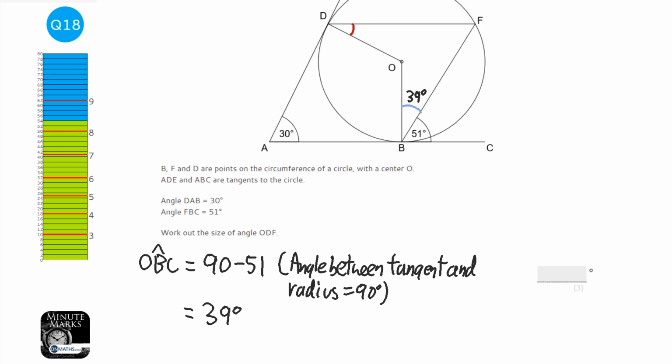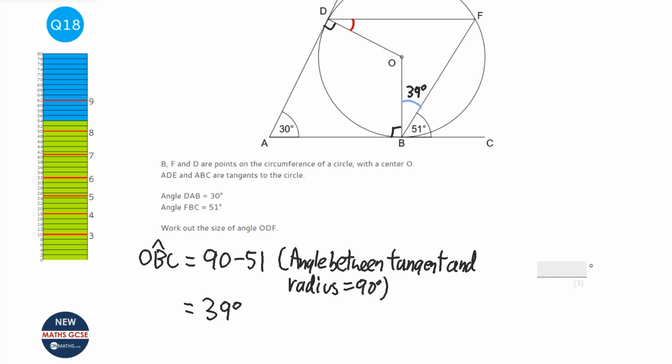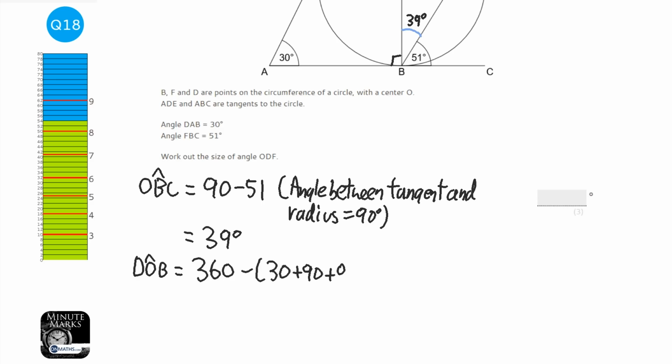So I also know, let's have a look what else I can work out. Well, that's also 90 degrees and that's also 90 degrees. And ADOB is a quadrilateral. So we can work out which angle we're going to pick next. Well, let's pick this angle here next. So what's that? DOB. So angle DOB is going to equal 360 take away 30 plus 90 plus 90.